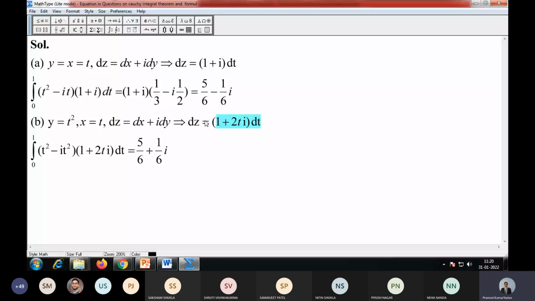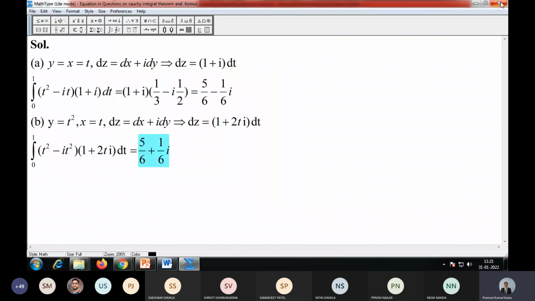Now again we may find the limit of t from x. So limit of t will be 0 to 1. So this one, and then 1 plus 2it dt, and when you integrate it, then the result will come like this one. So you may see, in one case we are getting 5 by 6 minus 1 by 6 i, but in the other case we are getting something different, like this one.